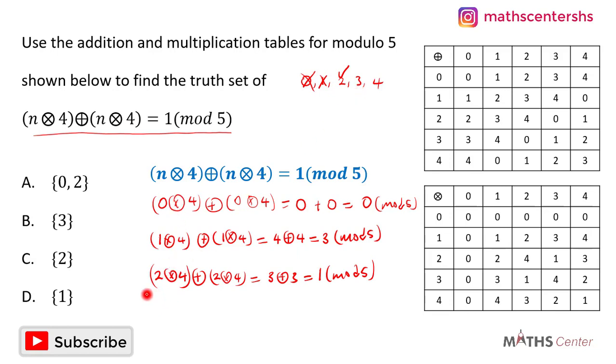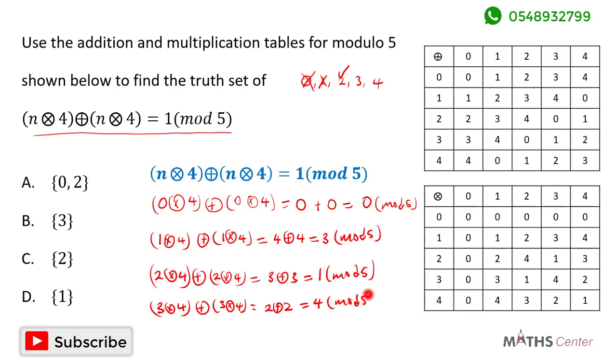So when n is equal to 3, we will have 3 times 4 plus 3 times 4. From our multiplication table, 3 times 4 is 2. So this will become 2 plus 2. From our addition table, 2 plus 2 will give us 4. And so this gives us 4 in mod 5. And as you can clearly see, it means that when n is equal to 3, the equation will not be satisfied. The last one is 4.